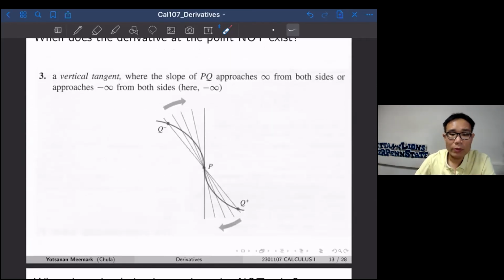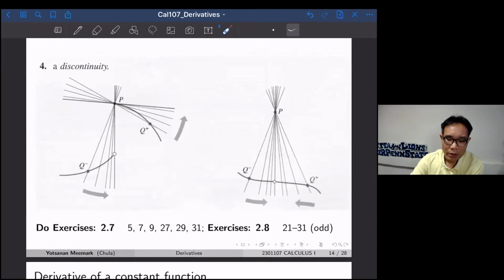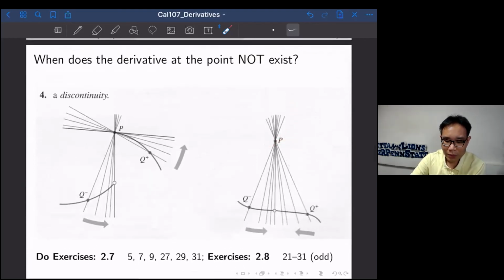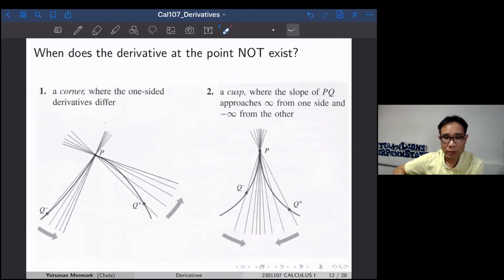Another case is the vertical tangent line, where the limit used in the definition of the derivative turns out to give you negative infinity or positive infinity. And finally, when you have a discontinuous function, you're going to have many tangent lines. So in these four pictures, we see when the derivative of the function at a point does not exist.